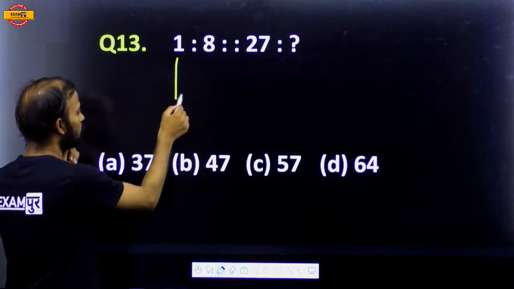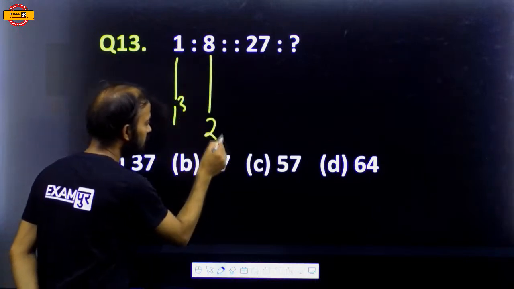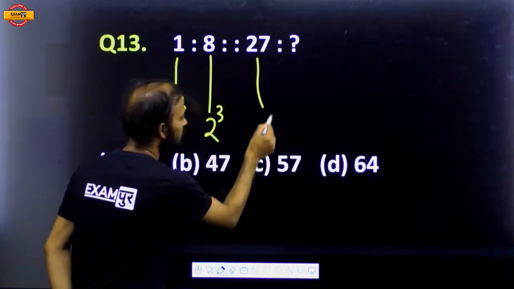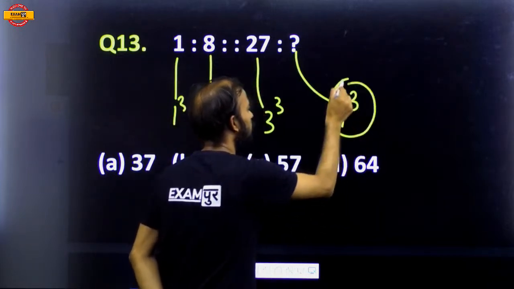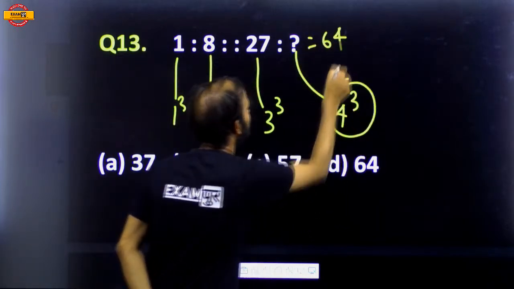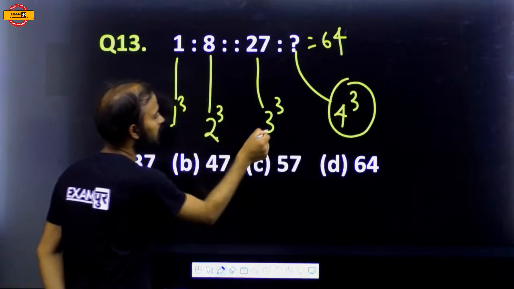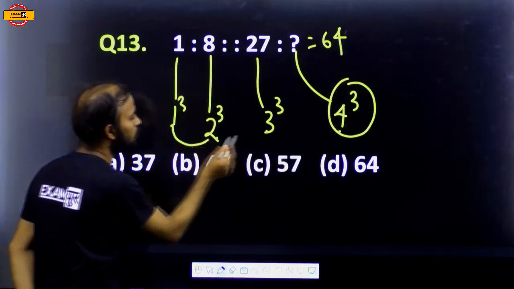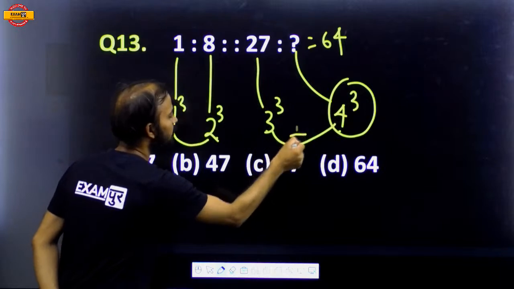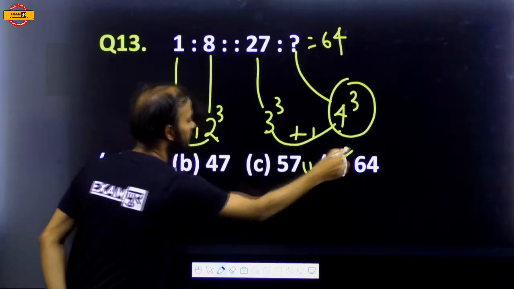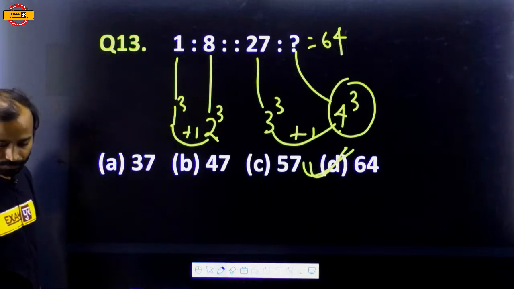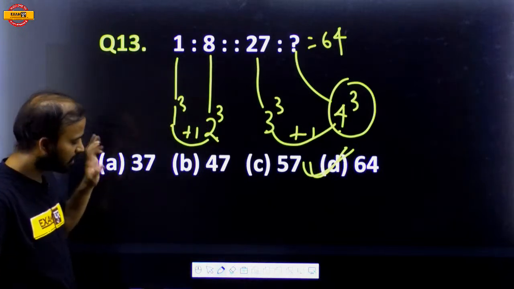1 cube, second one is 2 cube, 3 cube, next will be 4 cube. And 4 cube is what? 64. 1 cube, 2 cube, 3 cube, 4 cube. 1 plus 1, 2. 3 plus 1, 4. So 64 will be the answer. Option D will be the answer. It's a simple one.